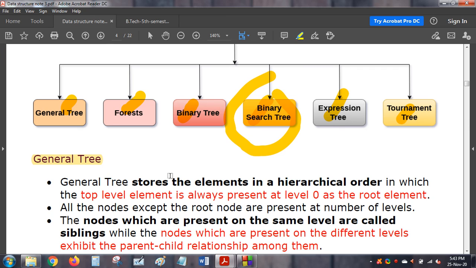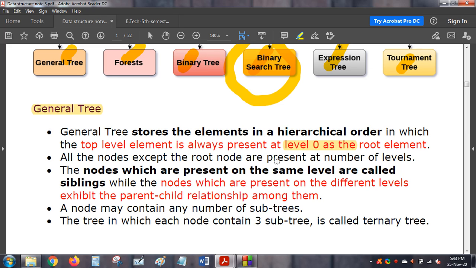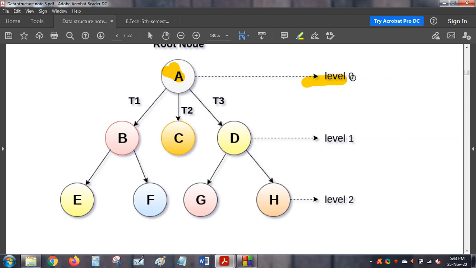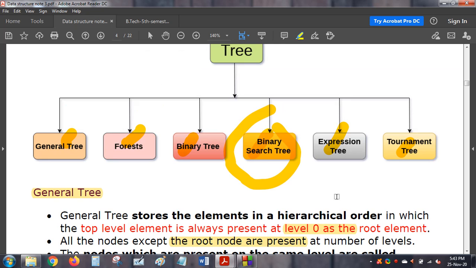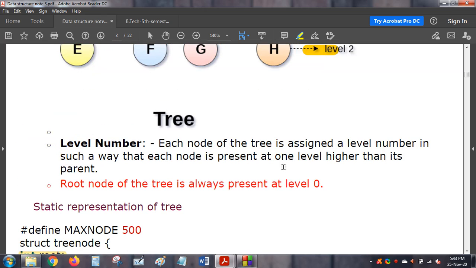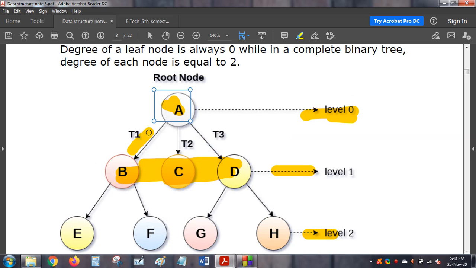So what is a general tree? A general tree stores the elements in hierarchy order. So there will be some kind of hierarchy in which the top element is always present at the 0 node. All the nodes except the root node are present at a number of levels, as you can see over here. This is the root node. It is level 0, and there is some kind of hierarchy in this tree, and all of them are at different levels. The nodes which are present on the same level are called siblings, while the nodes that are present on different levels exhibit a parent-children relationship. So over here, B, C, D are siblings, where A and B are father and child. This is the father-child relationship.